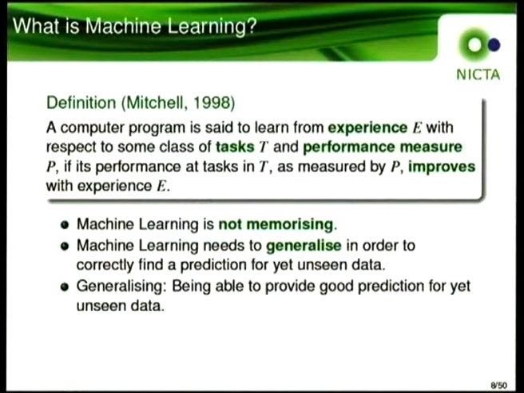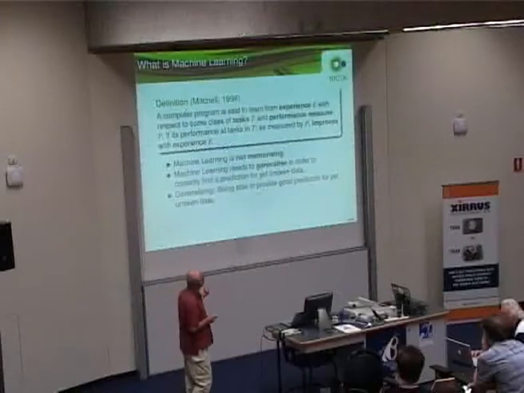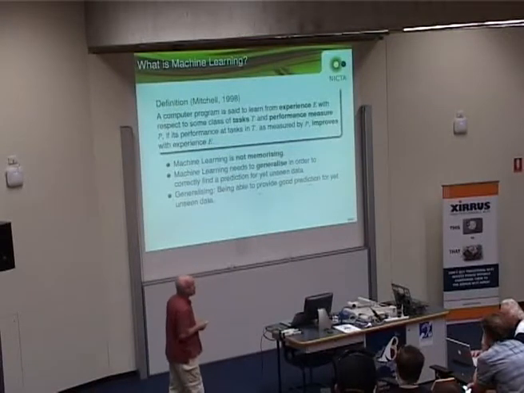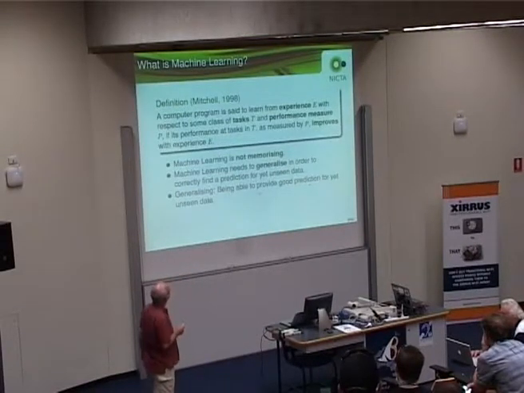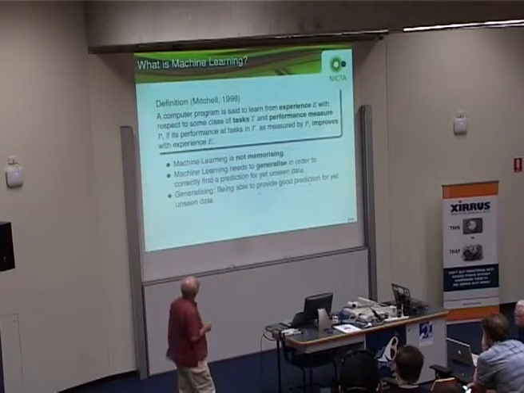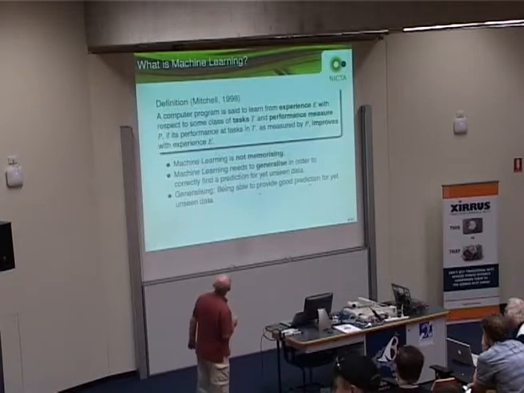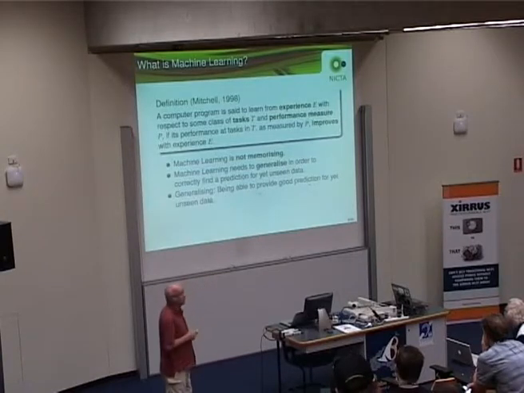So, to make it even a little bit more general and formal, that is the definition of what machine learning is. It's given by one of the famous machine learners, Mitchell. A computer program is said to learn from experience E with respect to some class of tasks T and performance measure P, if its performance at task T, as measured by P, improves with experience E.